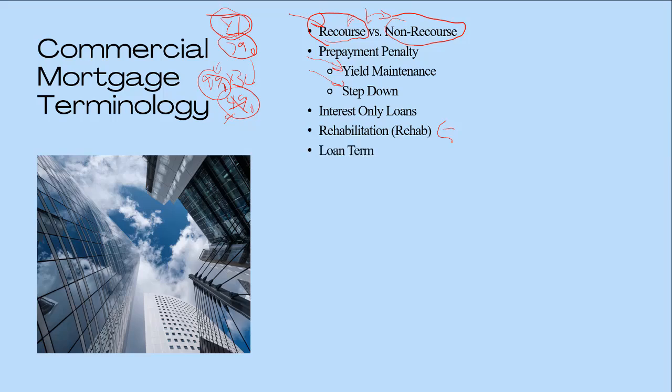Okay, loan term refers to the length of the loan. So you can have a 3-year loan, a 5-year loan, a 10-year loan. All those different lengths refer to the loan term.